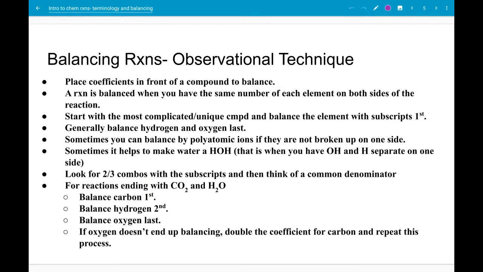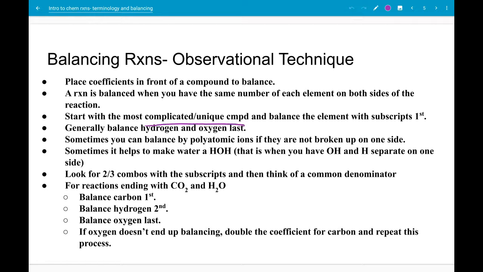So now I'm going to teach you balancing reactions. And so balancing reactions, I'm going to teach you 2 techniques. One is the observational technique, and then one is an algebraic way when you just can't get it. So I'm going to come back to these rules. So we're going to place coefficients in front of a compound to balance. A reaction is balanced when you have the same number of each element on both sides of the reaction. So that's what we look for first.